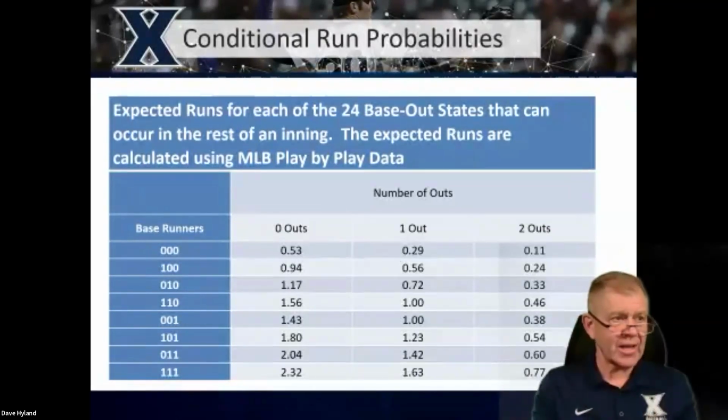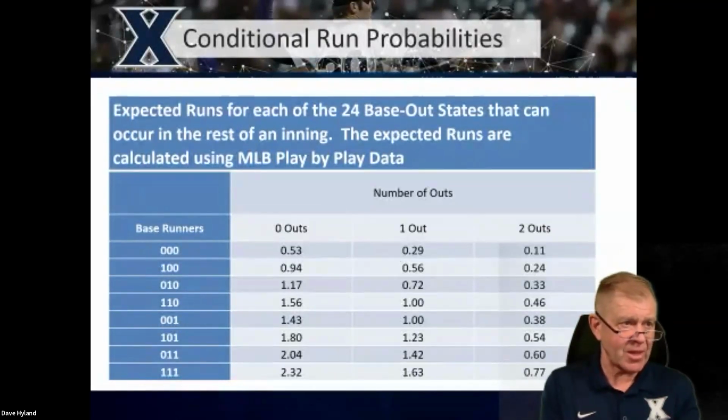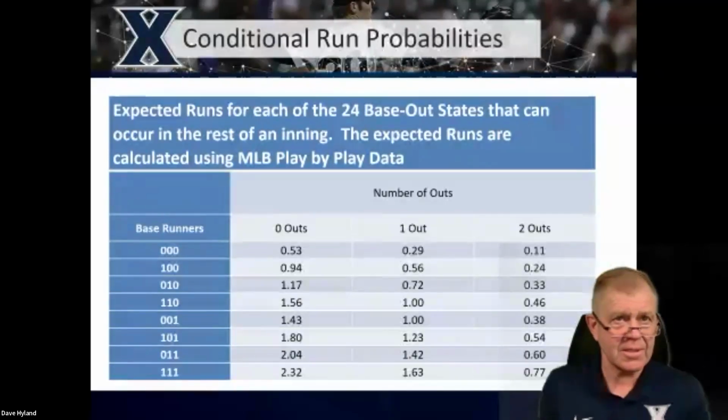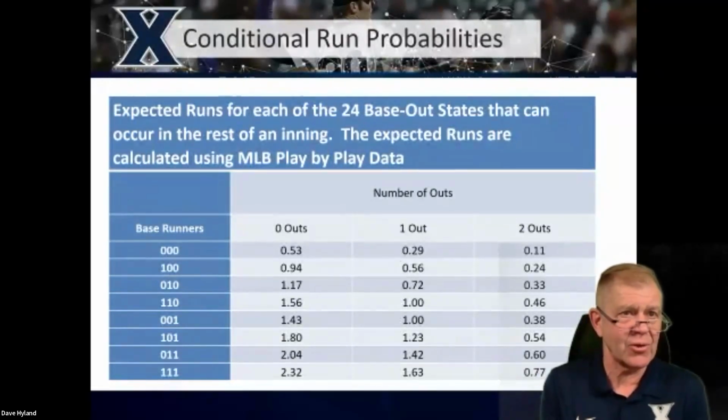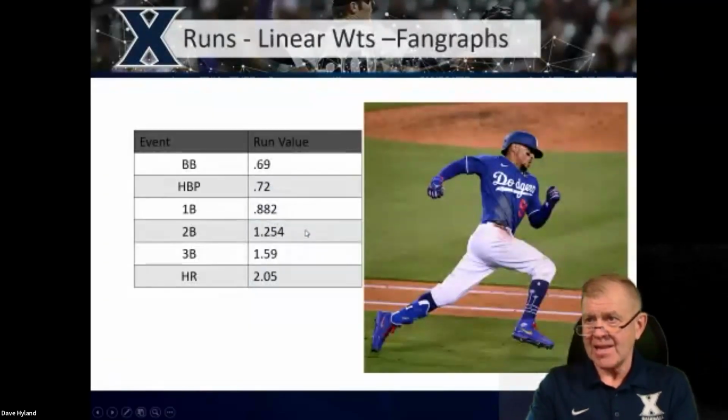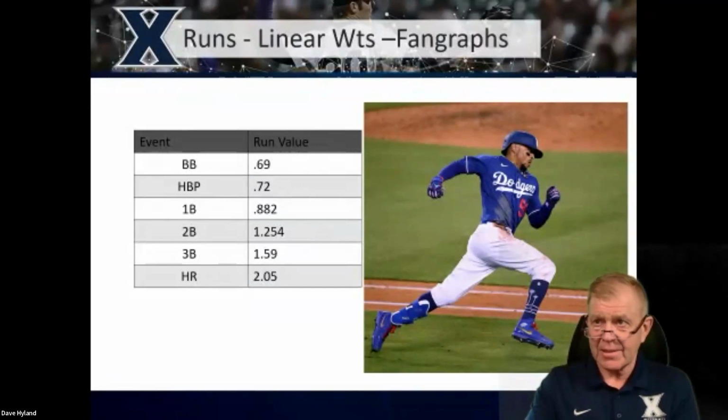So essentially what I can do is take every batting event, whether it's a walk, whether it's a single, whether it's a double, and with this 24 state base out matrix, I can determine the value of every event. What's the average value of a single? What is the average value of a double, right? And that gets us to linear weights.